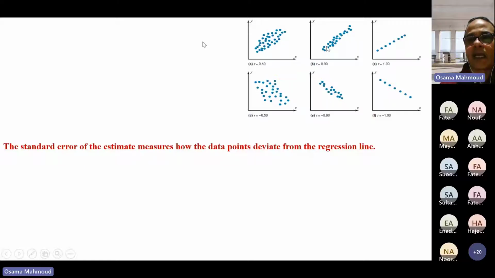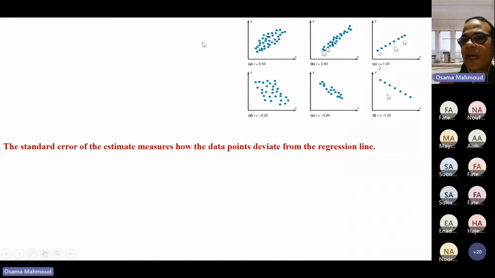Okay, so I can say this is a strong positive or negative? Positive, because from left to right, I'm going up. This is exactly no points outside the line, right? So it will be an identical linear relation, and the correlation coefficient must be 1.